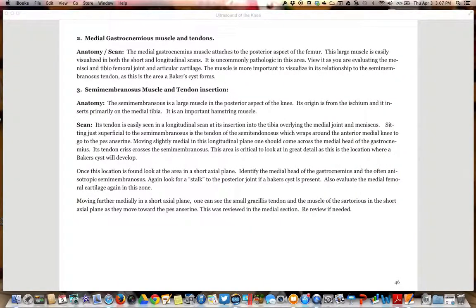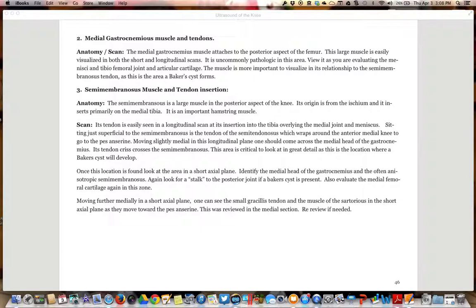Let's look at the medial gastroc muscle and the semimembranosus muscle and focus on the most common area you'll be asked to scan, which is looking for Baker's cysts. The semimembranosus muscle and tendon is easily seen in a longitudinal scan at its insertion into the tibia overlying the medial joint and meniscus. Sitting just superficial to this is the semitendinosus, which goes around to wrap and attach into the pes bursa. Slightly medial to this in the longitudinal plane is the medial head of the gastroc.